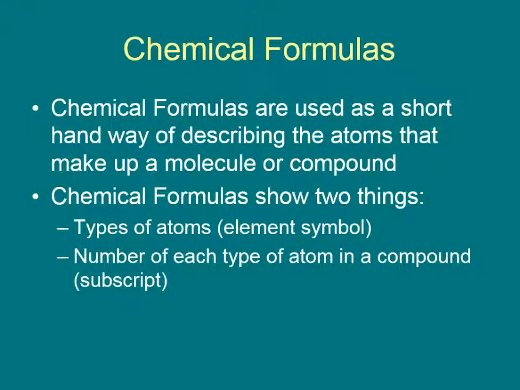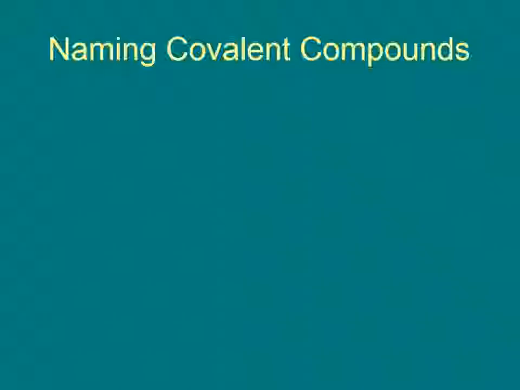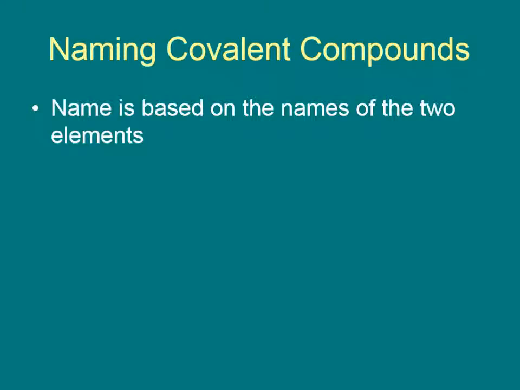All right, good there? Okay, so names then. Naming covalent compounds, we said we could also substitute in the word molecular there, so we could also say naming molecular compounds. Okay. Just like ionic compounds, molecular compounds, the name is based on the names of the 2 elements.